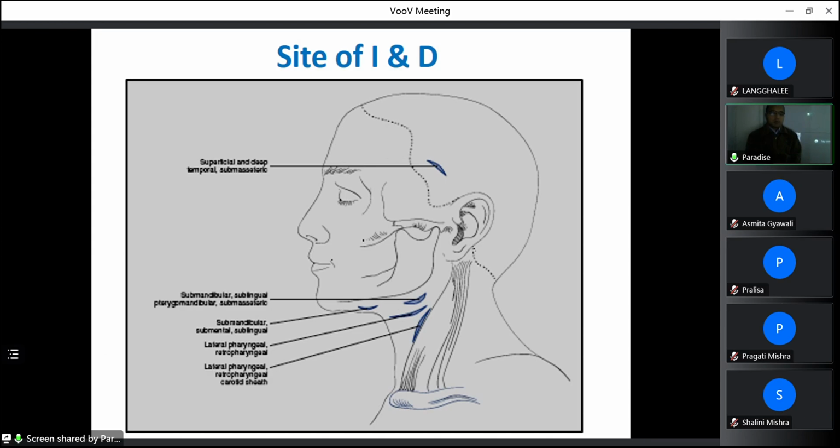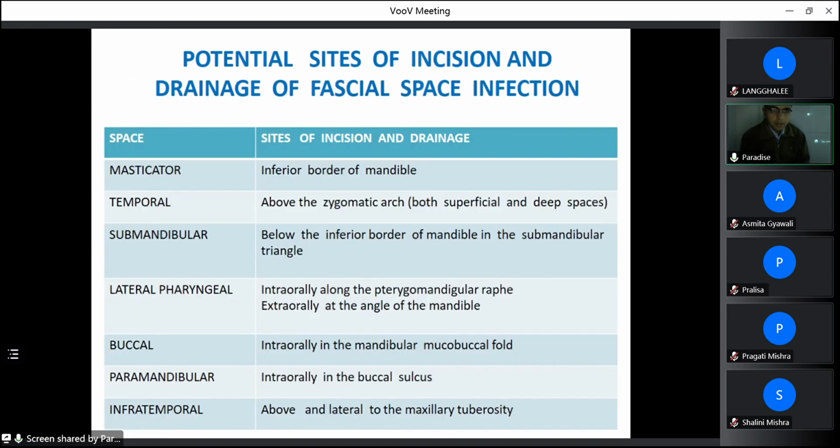The submental incision is commonly preferred because through it, you can reach many spaces in the maxillofacial region, right? The submental space, the sublingual space, submasseteric space, buccal space, even the lateral pharyngeal space. All the spaces can be approached through the submental incision. Similarly, if there is involvement of the lateral pharyngeal space, or if there is infection or carotid cyst, you can give the incision just anterior to the sternocleidomastoid muscle. These are the potential sites of incision and drainage of facial space infection: the space involved and the site of incision and drainage.